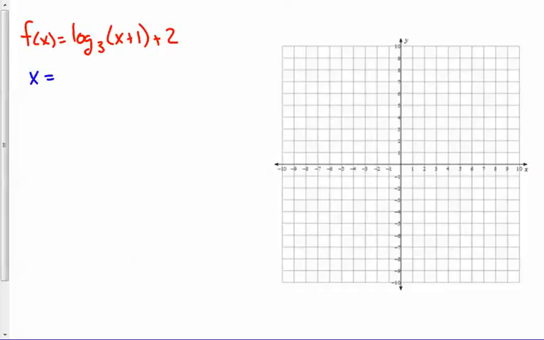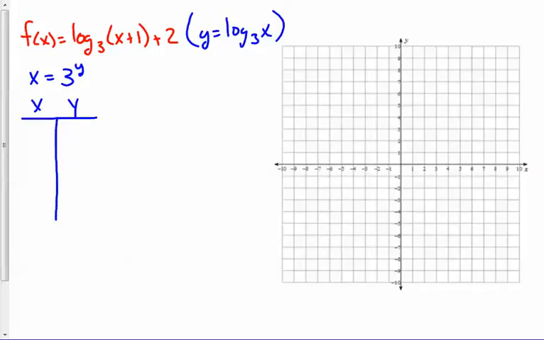And the parent function is going to look like this. X equals your base raised to y. So all we did is we switched the x and y positions of the exponent, y equals 3 to the x. All right, so we switched it, x equals 3 to the y. That's my parent function. The parent function in log form would look like this. Y equals log base 3 of x, right? But that's hard to graph.